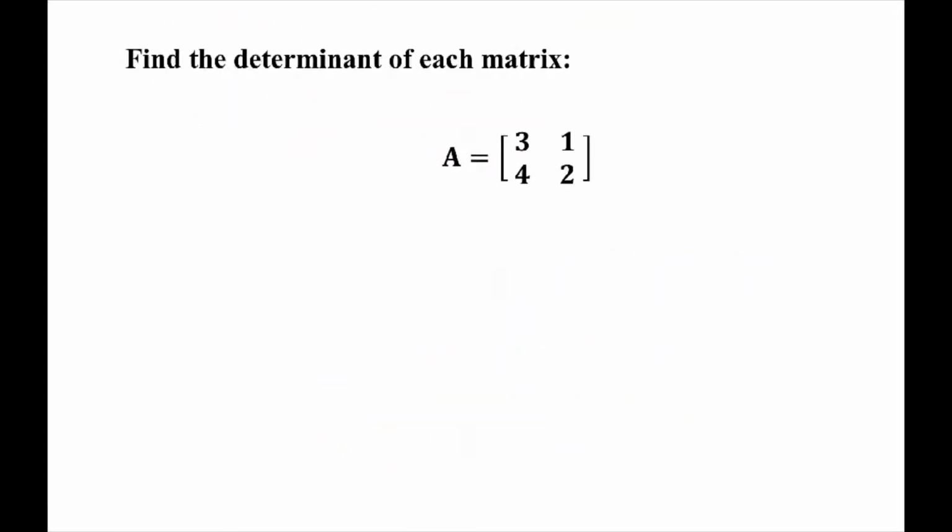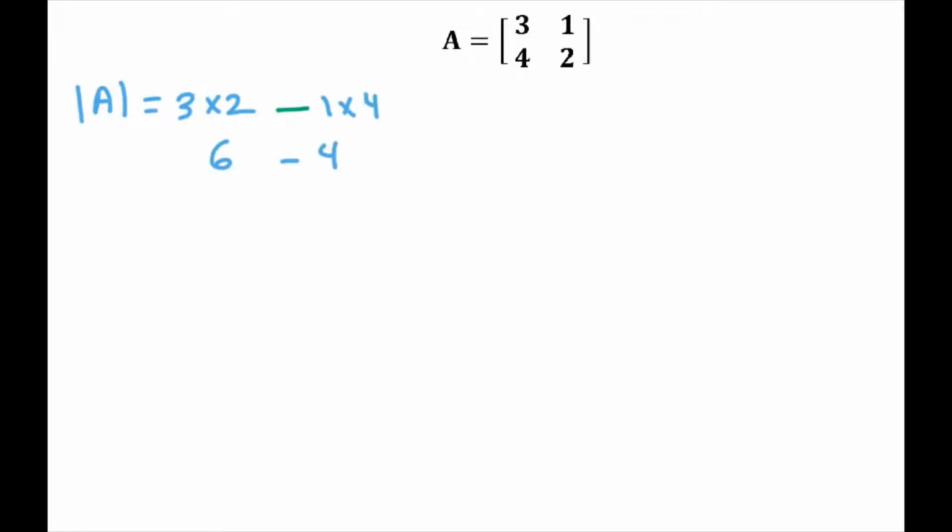So let's try to find the inverse here. What is the inverse of A? Well, first I need to find the determinant. That's going to be equal to 3 multiplied by 2 minus 1 multiplied by 4. That's going to be equal to 6 minus 4, which is 2.